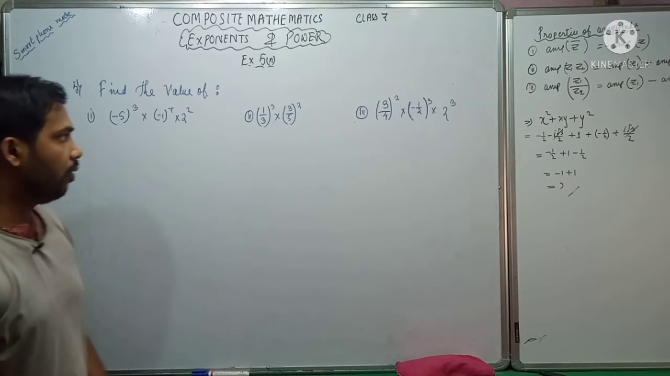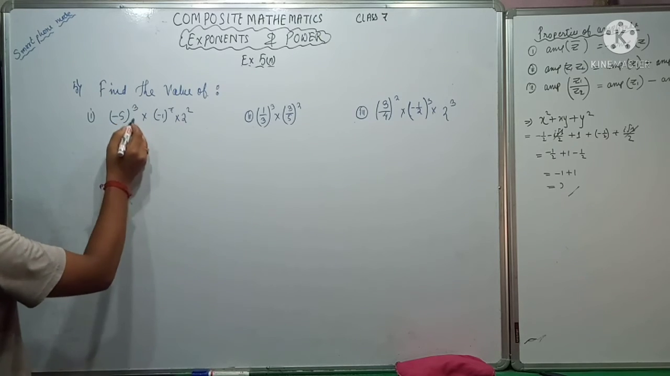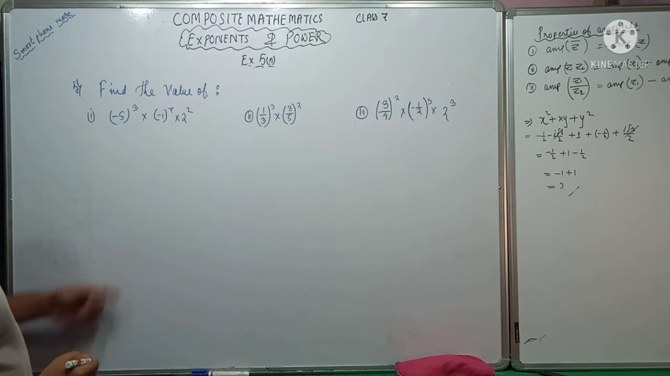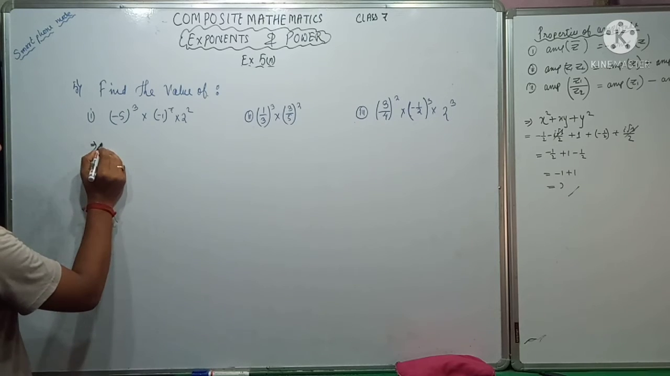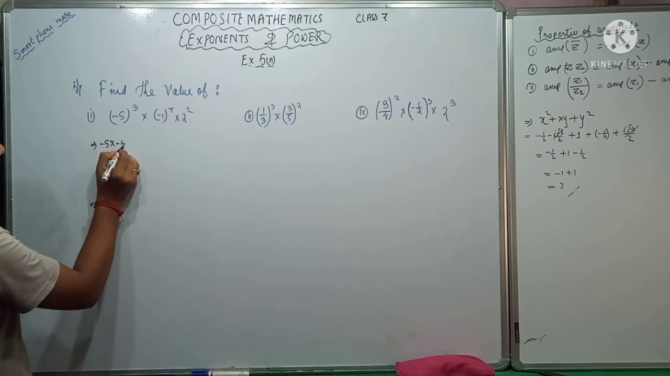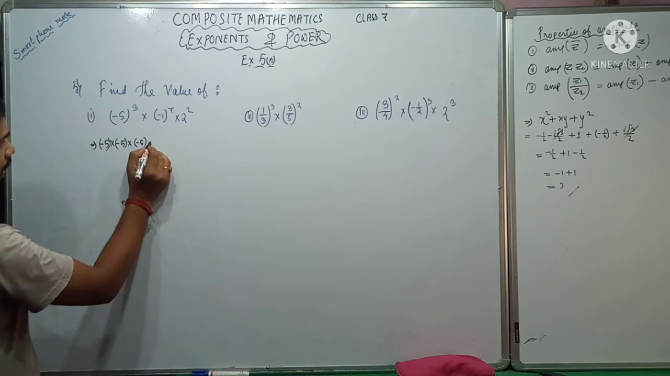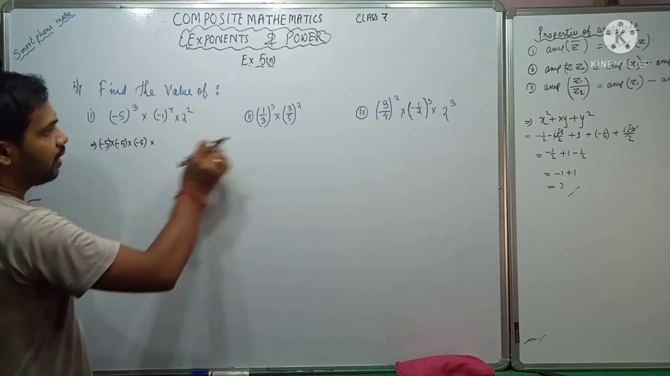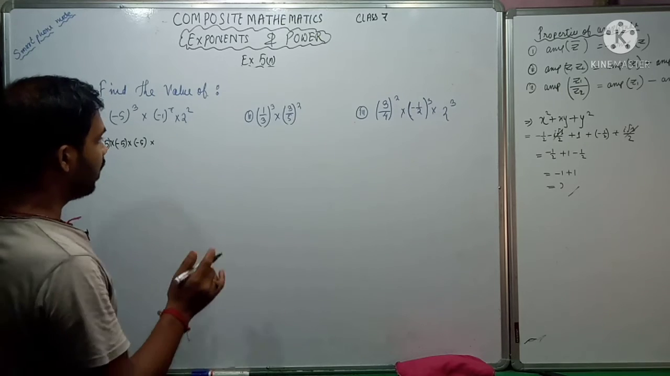Okay, so how will we find number 1, given (-5)^3 into (-1)^7 into 2^2. Now, if I expand it, then I will get -5 into -5 into -5 into, and this one I have to expand 7 times. So there is one shortcut I will show you. See, what is the shortcut?